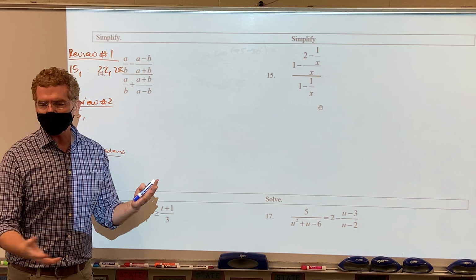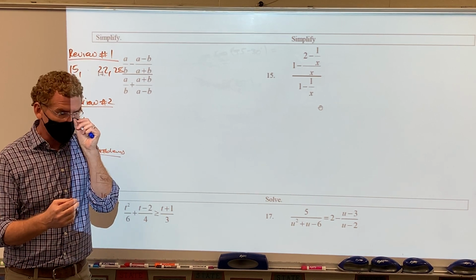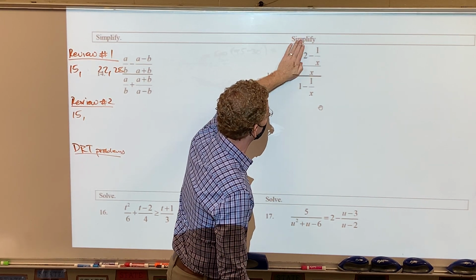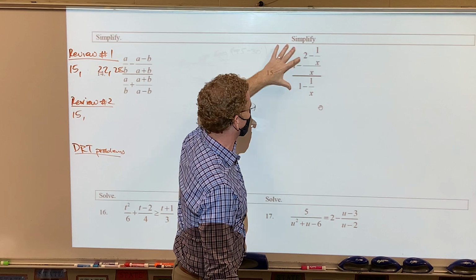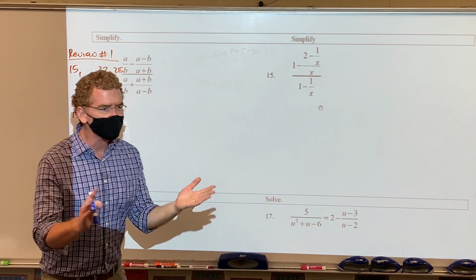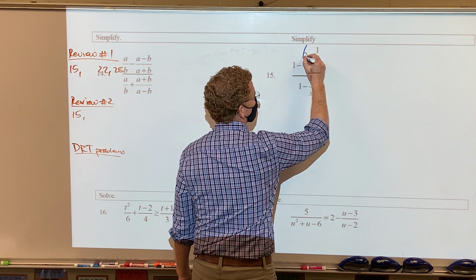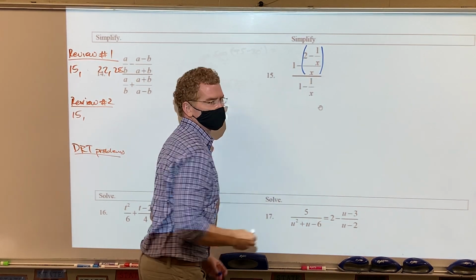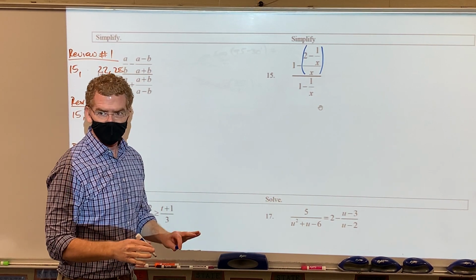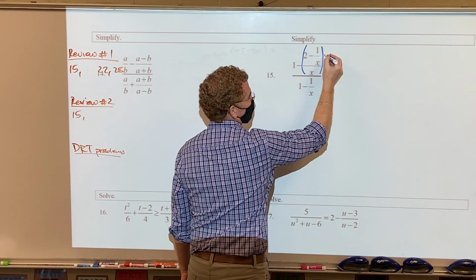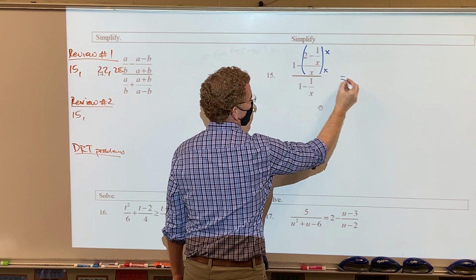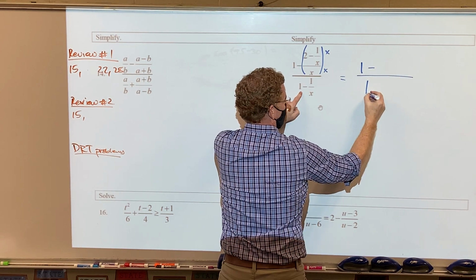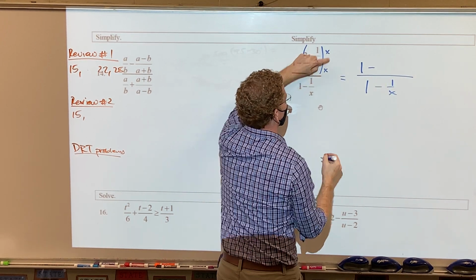Well, when you think about PEMDAS, it says parentheses, right? So if you look at this and you go, oh my gosh, I've got a fraction inside of this fraction, and then I've got another fraction inside of this fraction. Well, take them one at a time. Let's just think about just this one. What would be the common denominator of all three of those terms? X, right? So what if I multiply just this, the top and the bottom, by an x? I'm going to bring everything else over. So I'm going to bring over 1 minus, and on the bottom, 1 minus. And I'm concerned with just this fraction now.